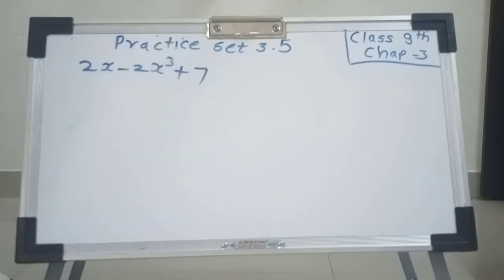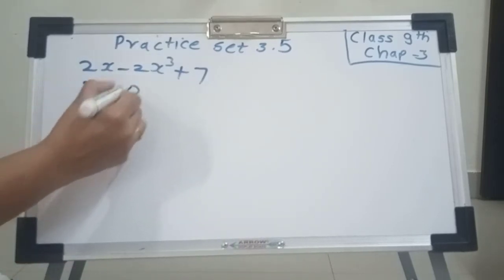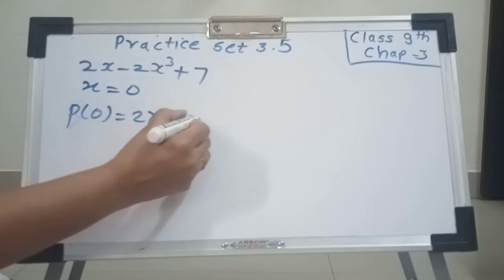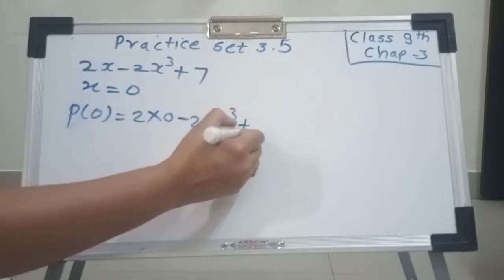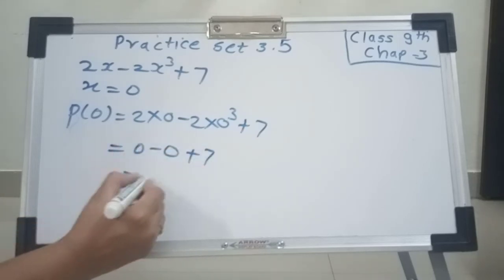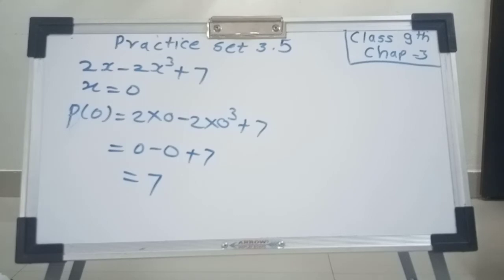Now for x is equal to 0, p of 0 is equal to 2 into 0 minus 2 into 0 cube plus 7. 2 into 0 is 0, 2 into 0 is 0, plus 7. Our answer is 7. Okay.